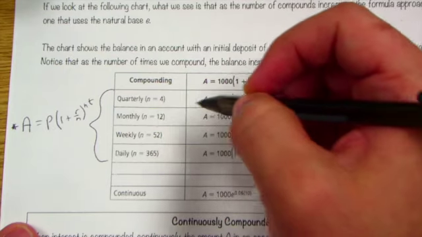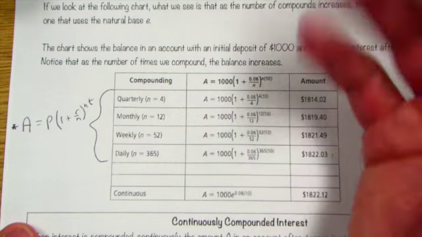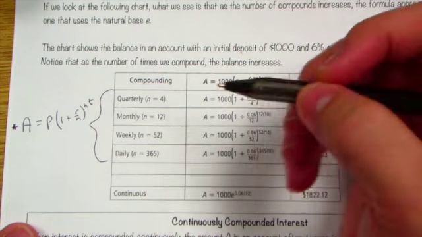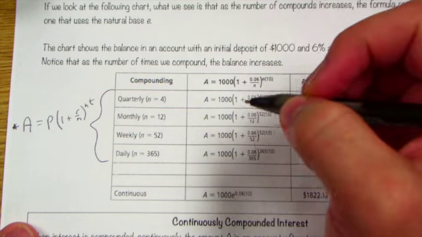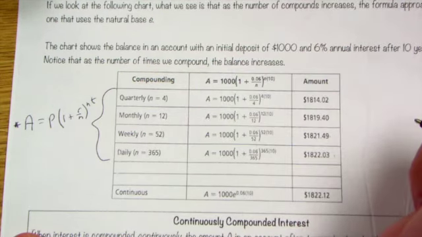Quarterly is compounded 4 times per year. Monthly is 12 times per year, because there are 12 months in a year. And weekly is 52 times per year, because there are 52 weeks in a year. And daily is 365 times per year, because there are 365 days in a year.